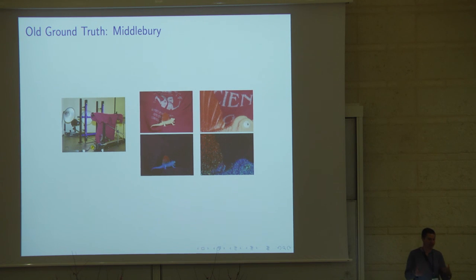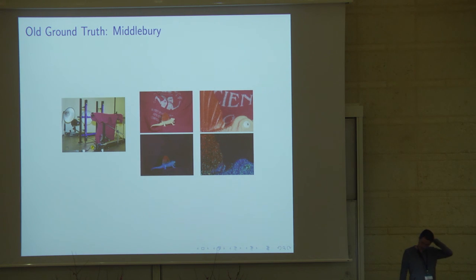in order to do learning, we need data. And for images, it's very easy to get data. You just go to Google Images and you can download millions of images. But for optical flow, we actually need ground truth data. We need images where we know for every pixel the exact speed and the direction.